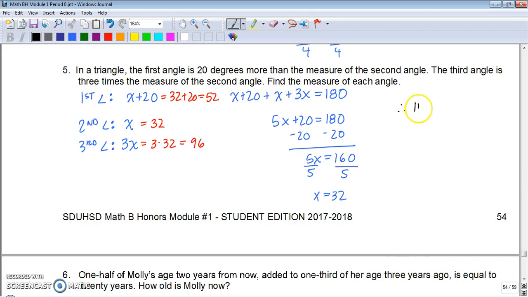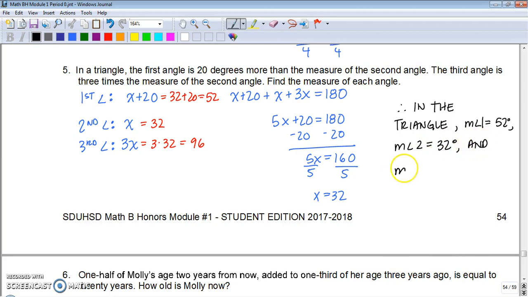So therefore, in the triangle, the measure of angle 1 is 52 degrees. The measure of angle 2 is 32 degrees. And the measure of angle 3 is 96 degrees.